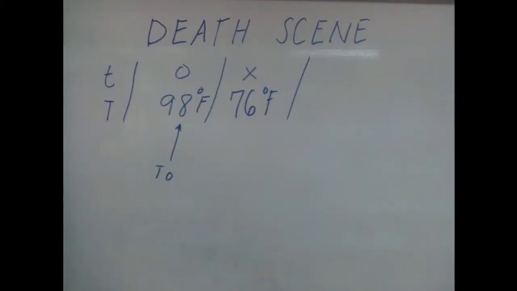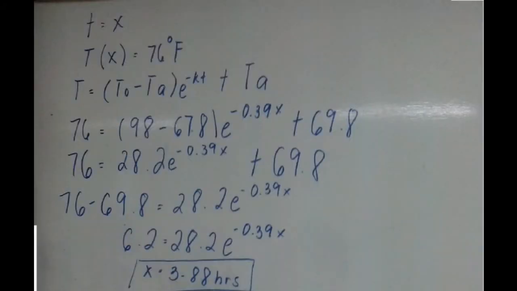For us to solve the crime and to know who the murderers of Mr. X are, we will have to know the exact time of death of Mr. X. Based on the given information, Mr. X's body temperature prior to his death was 98 degrees Fahrenheit. This will be our To at t equal to 0. We denote x as the time of death of Mr. X, and 76 degrees Fahrenheit to be the temperature recorded by his neighbor. The next thing we do now is to set t equal to x, so we can have capital T as a function of x equal to 76 degrees Fahrenheit.